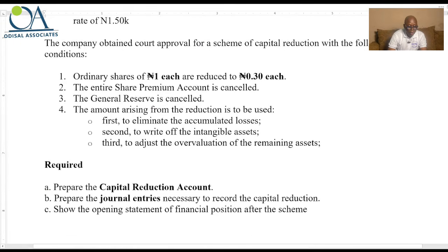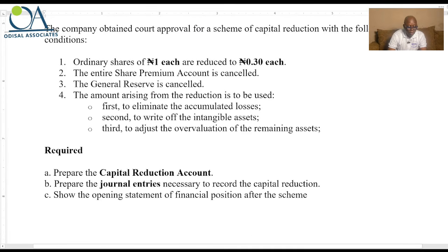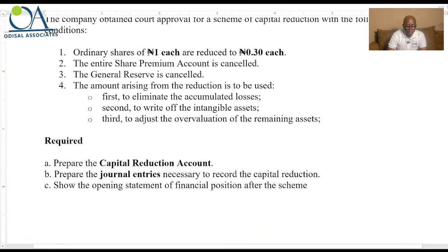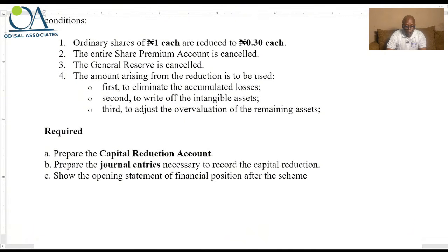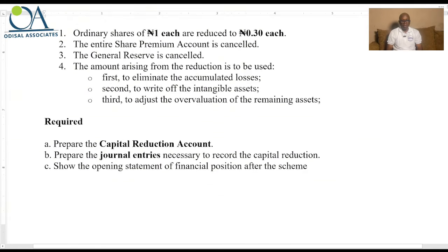Required: prepare the capital reduction account. Prepare the journal entries necessary to record the capital reduction, and then show the opening statement of financial position after the scheme. So this is the question, and we are going to solve it so that the student, when they see such questions in the exam or anywhere, will be able to handle it correctly.